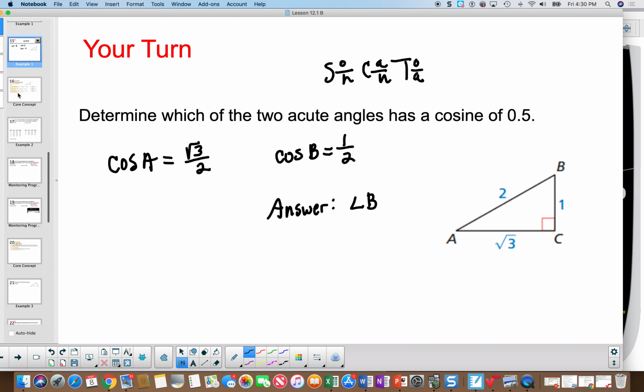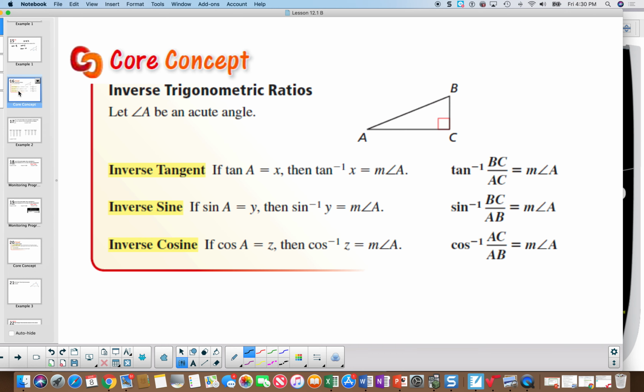Let's take a look at finding angles. We were finding sides. Now let's take a look at finding angles. So if tangent of A is equal to x, and you want to isolate A, isolating A means you're going to have to take the tan inverse of x. So we're going to take the inverse of the ratio, and that's going to give us our angle. Let's take a look at how to do that.